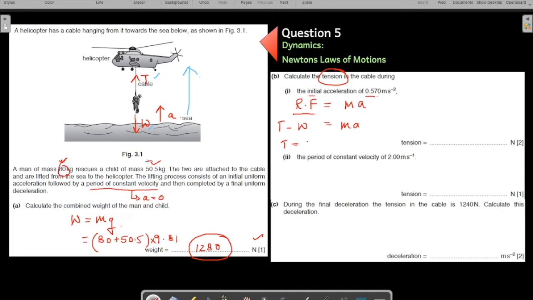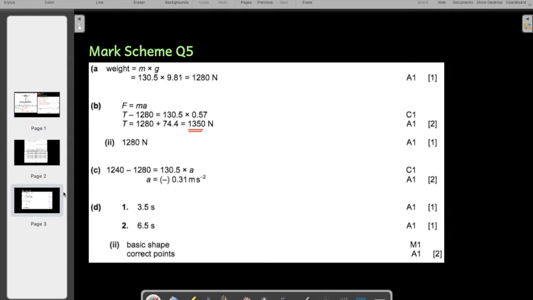80 plus 50.5, so which is 130.5 times the acceleration. The acceleration value is given to you in the question, 0.57, and when W comes to the other side of the equation, it becomes plus the weight. W you already know, the combined weight, it is 1280. Now all you have to do is use your calculator, work it out, pause the video for a moment, work it out and see what your answer should be.